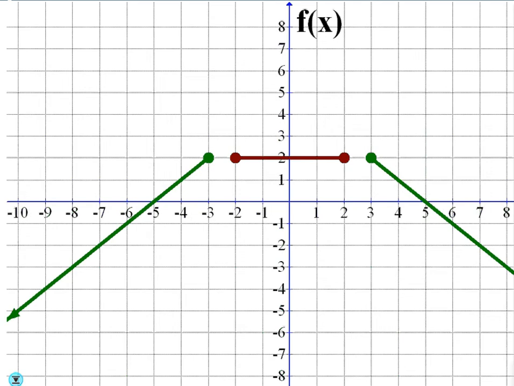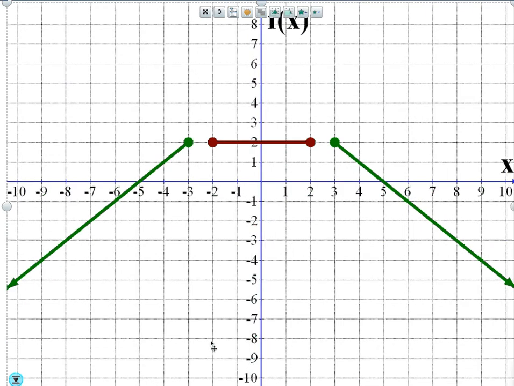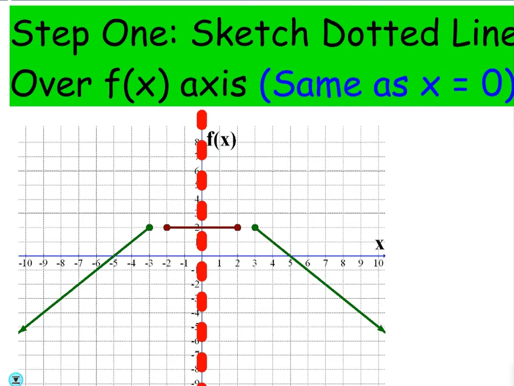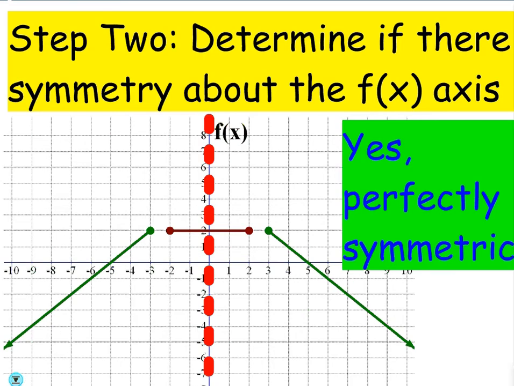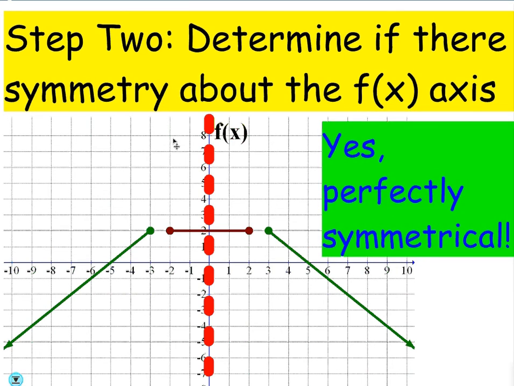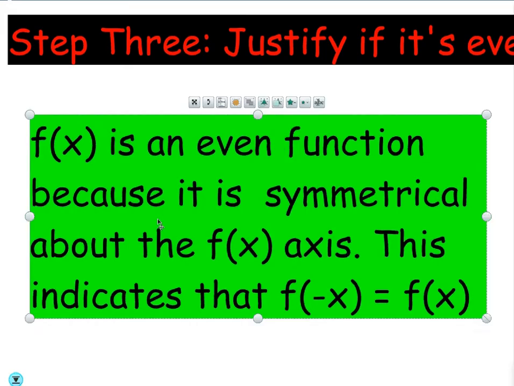Even or not? Even. It is even. It's a weird graph. We've actually seen this one before, but on the left and right, there is no difference. In other words, if you folded it, if it was a piece of paper and you folded it, it would overlap each other perfectly. So the answer is yes, it is. It's perfectly symmetrical. We're going to be doing odd today as well. Odd's a little bit more difficult, but it's not too hard.